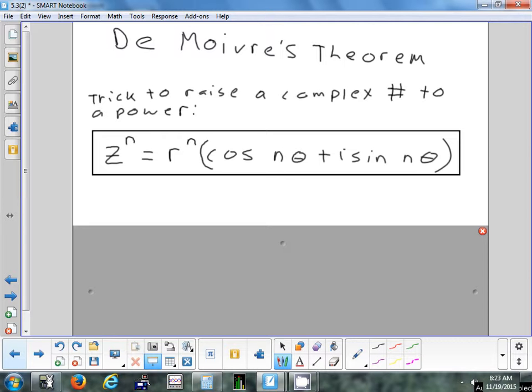Not that great of a shortcut if you only had to cube something. We just did it together. You could do it. But if you had to raise something to like the 20th power, you can do this. I could do the 20th power or the 2 millionth power just as fast with this trick. Doesn't make a difference.